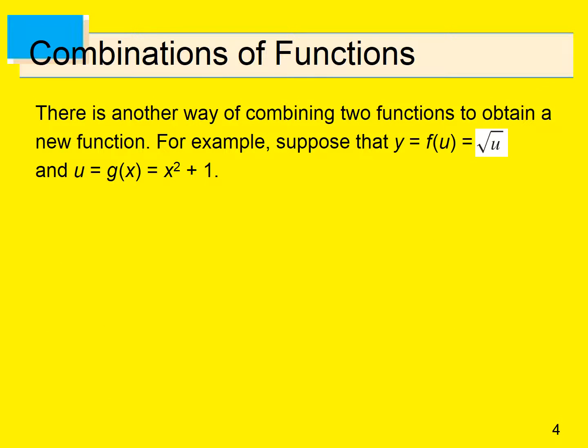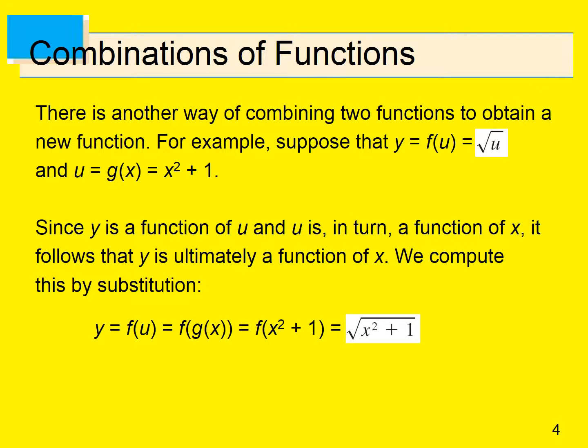There's another way of combining two functions to obtain a new function. We talked about adding them, subtracting them, all these other things, but there's a whole other way that we don't really do with numbers. Suppose that y equals f of u, the square rooting function, the square root of u. So y is a square rooting function, and for convenience we're letting the variable be u. But then u itself is a function of x. u equals g of x equals x squared plus 1.